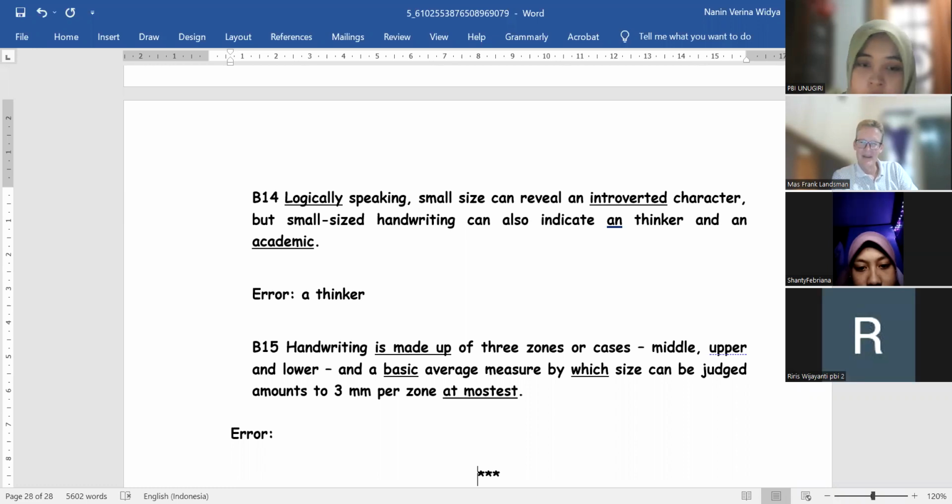Mostest. Make it shorter. Cut it a little bit. Kayak tukang rambut ya, dipotong sedikit. What's the correct form? Not at mostest. Lebih pendek sedikit. Jadi benar ya, D is wrong, the last one. At mostest, make it shorter.